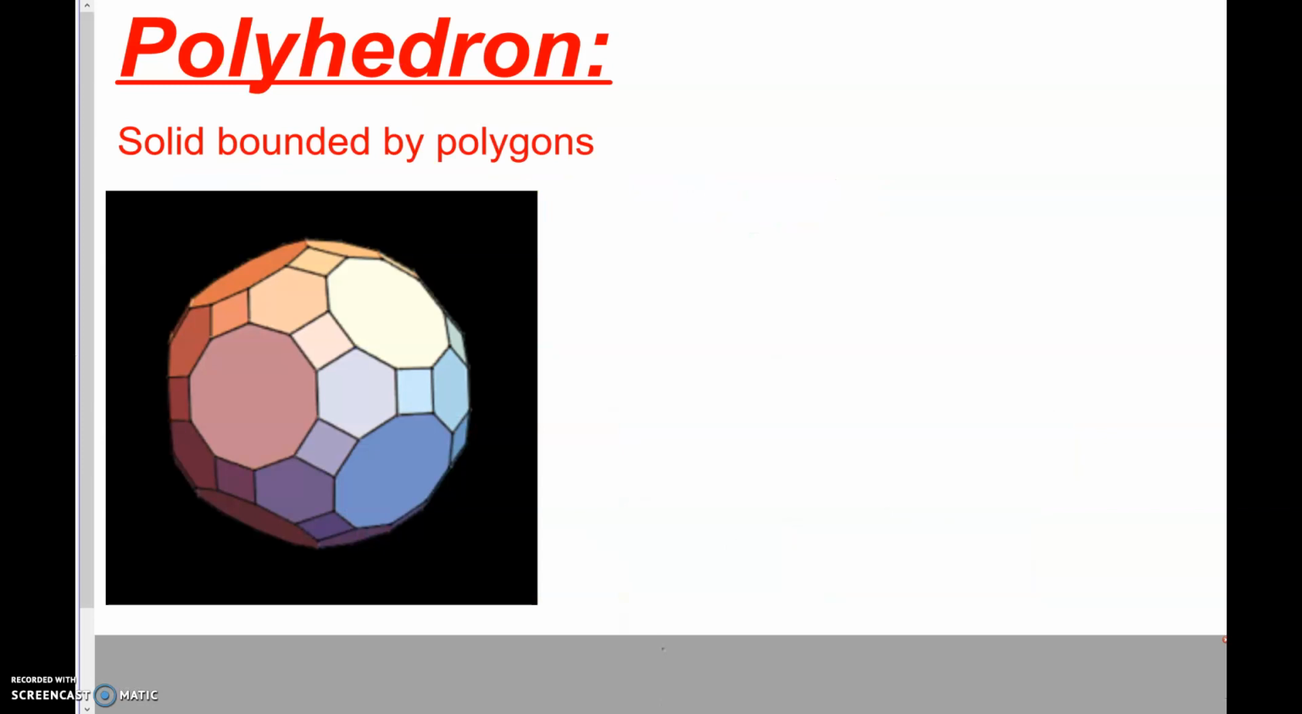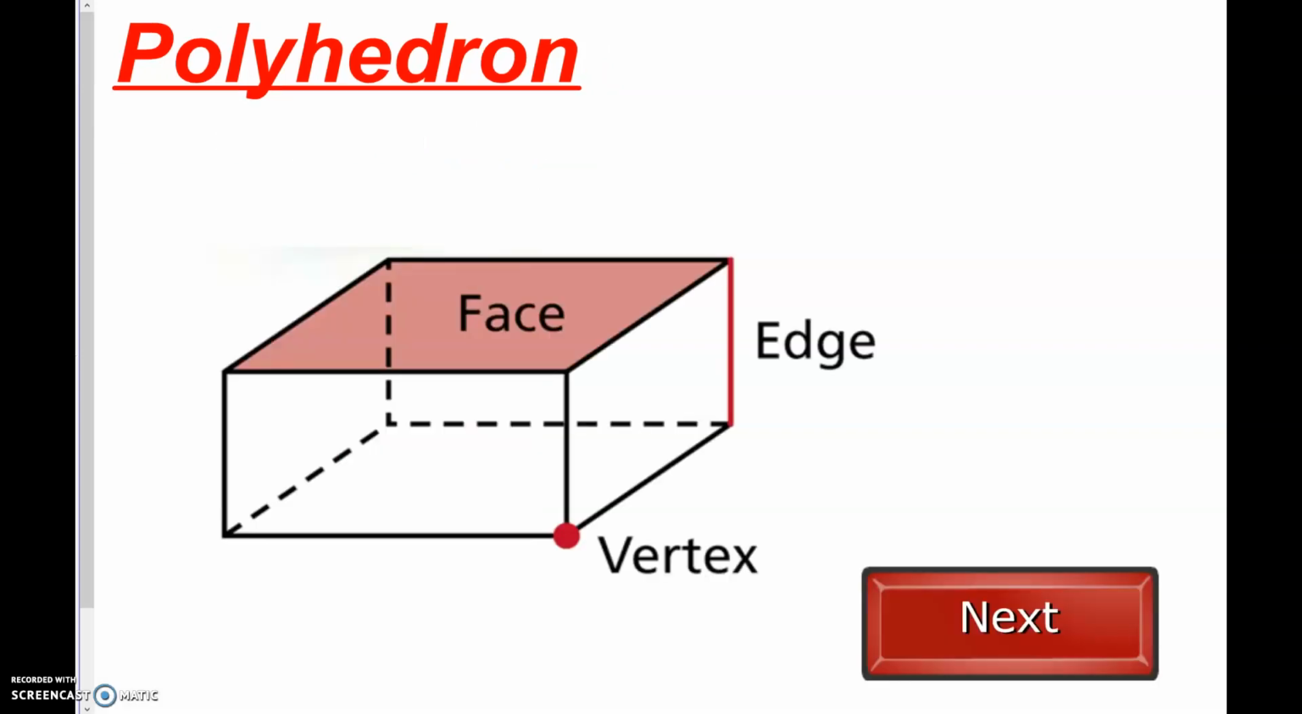So the polyhedron within the three-dimensional figures is a solid bound by polygons. If you look at this figure here, these are all different polygons that each border, or share, edges, and then they make a solid, a three-dimensional figure called a polyhedron. In this polyhedron, we have faces. You see that top colored piece is a face of that polyhedron. The edges are two vertices that are connected, and a vertex is a point.